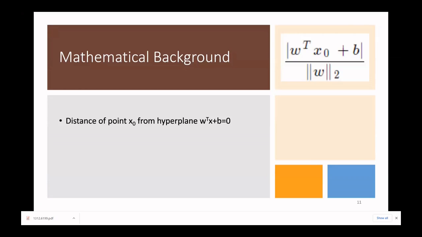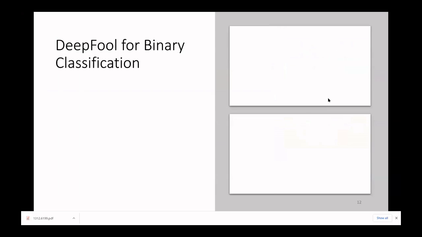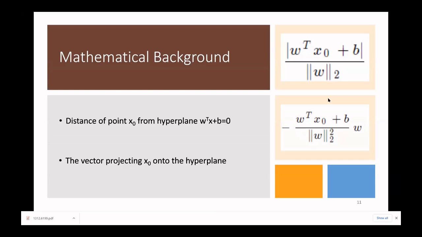Another part of the mathematical background is how we can calculate the distance of point x from the hyperplane w x plus b. As you can see here, this is the formula to calculate that distance. And the next question is, what's the vector that projects x0 onto this hyperplane? And this is the formula for that. Both of these formulas are used in the DeepFool algorithm.